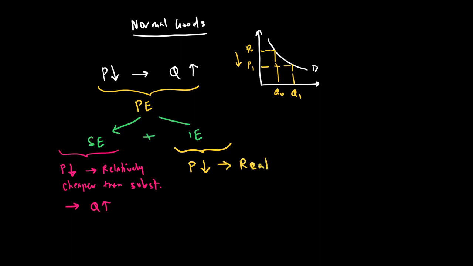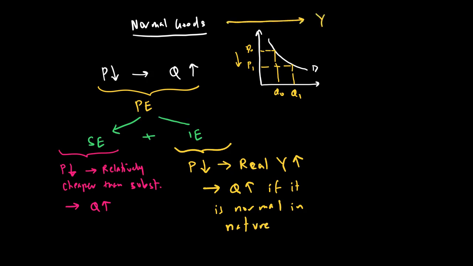income or purchasing power goes up. And if the real income or purchasing power is going up, then we should buy more of this good if it is normal in nature, because normal goods by definition mean that when our income goes up, our demand should rise. And if that is true, then in the income effect, because the price is going down, my purchasing power goes up, I am going to buy more of this good.